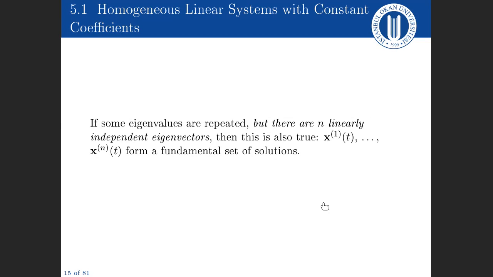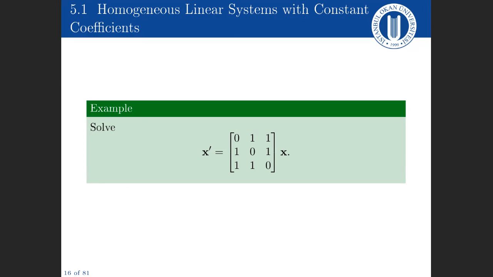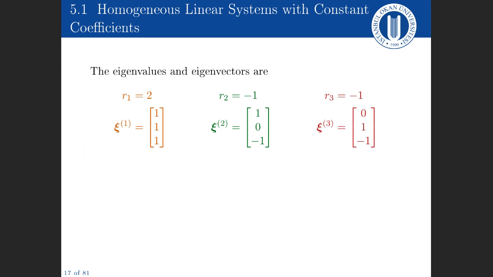If some of the eigenvalues are repeated, but, and this is the key point here, there are still n linearly independent eigenvectors, then this is also true. We can use the same method and we find a fundamental set of solutions, which I will show in this example. Solve x prime is equal to the matrix (0, 1, 1; 1, 0, 1; 1, 1, 0) times x. The eigenvalues and the eigenvectors are shown here.